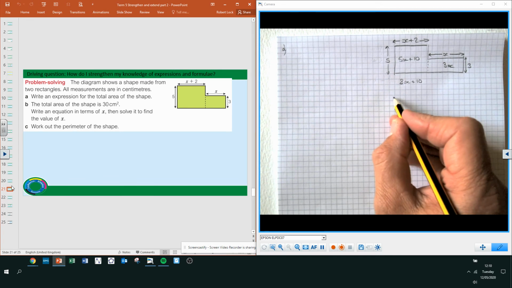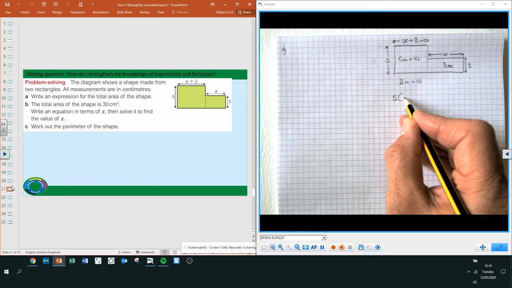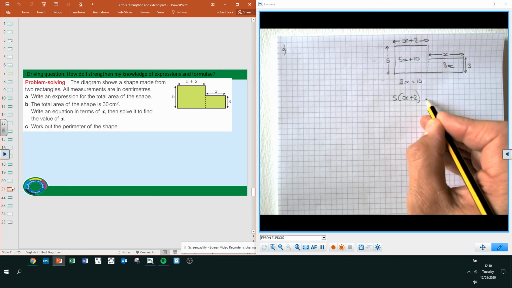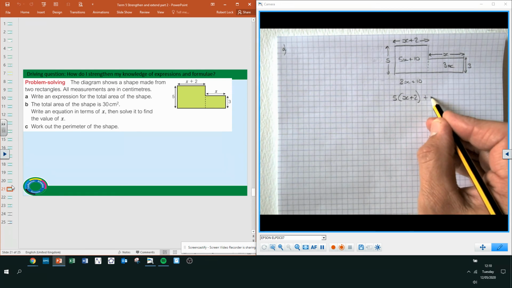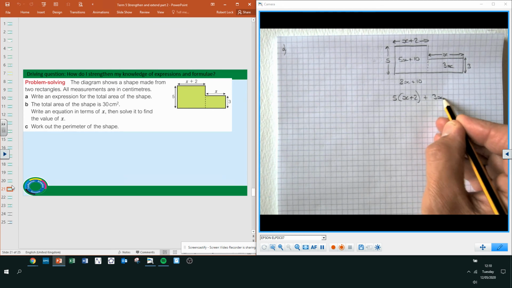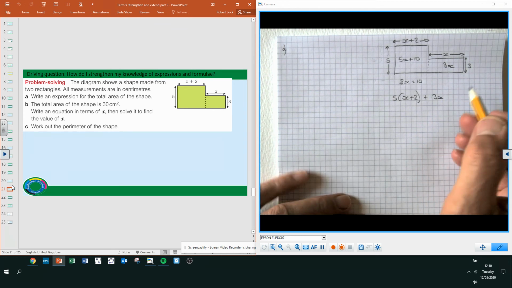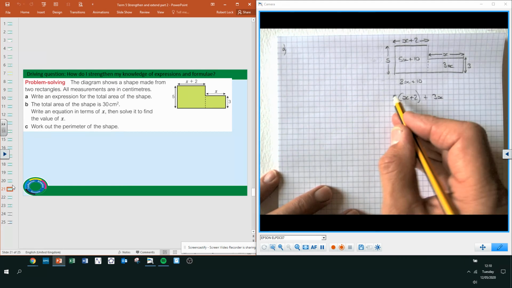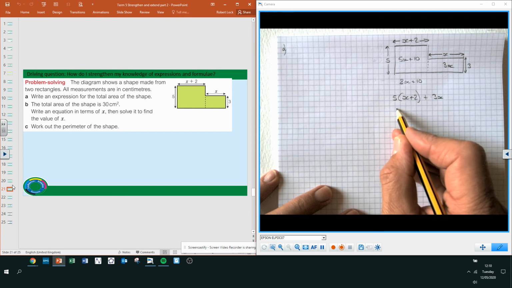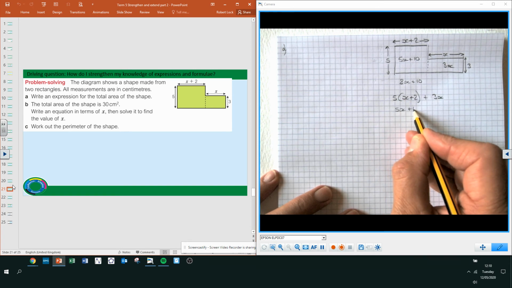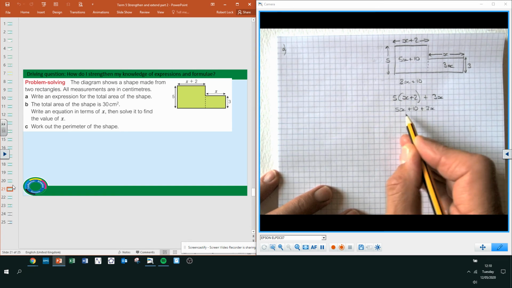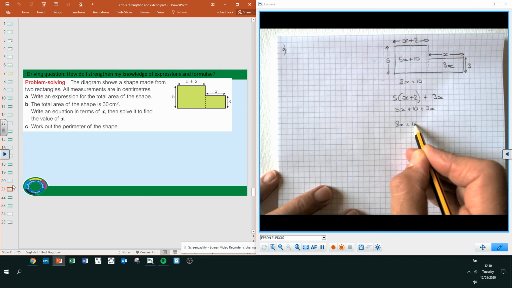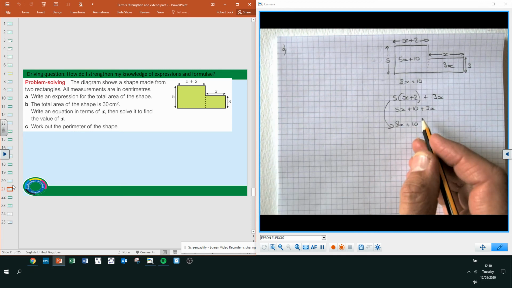That one there, expression, sorry, will be 5 bracket x plus 2 close bracket plus 3x. 3 times x is 3x, expression. Right, which makes 5x plus 10 plus 3x, which is 8x plus 10. So me getting ahead of myself.